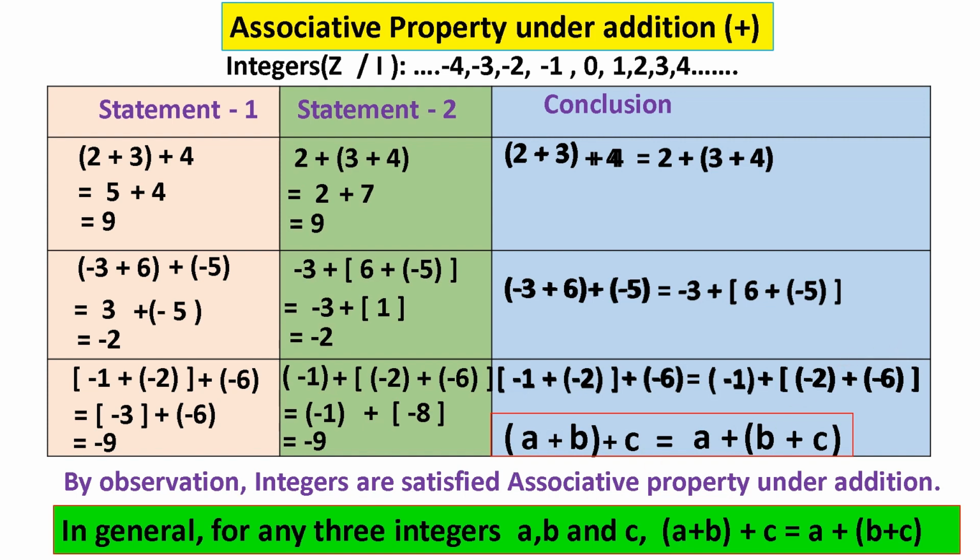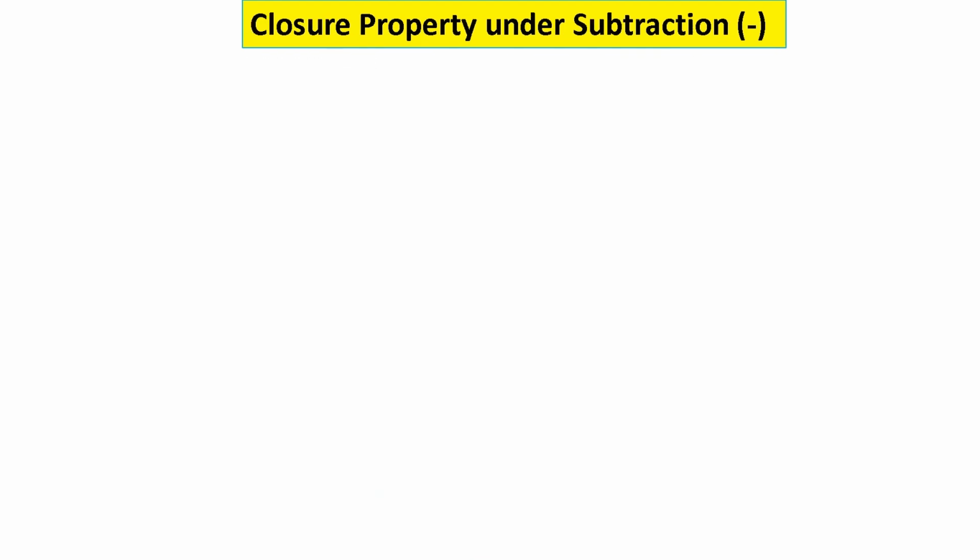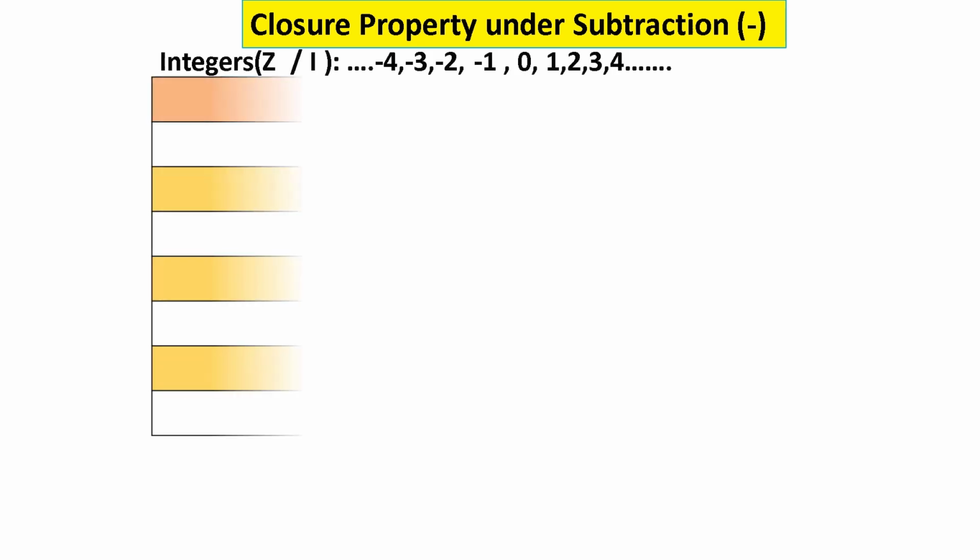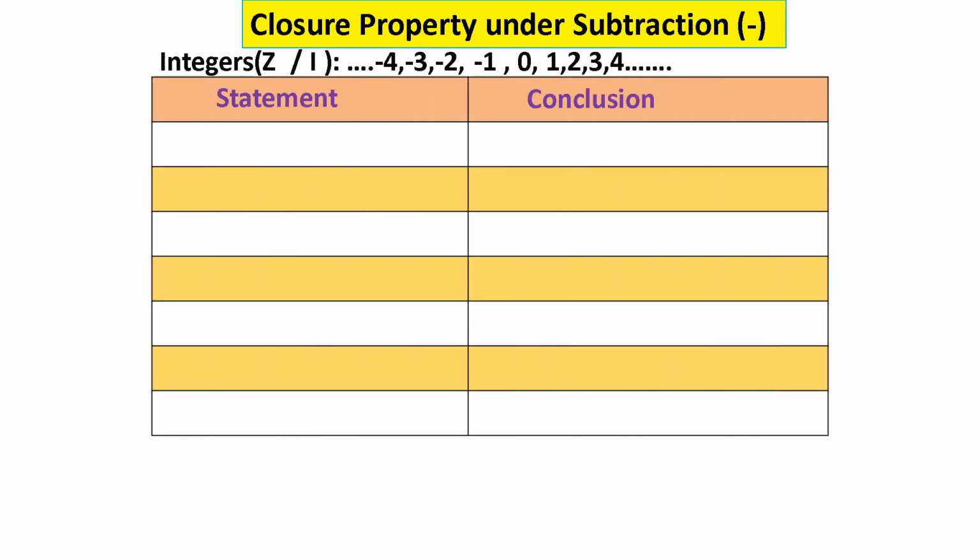Next one, closure property under subtraction. Now here, statement and conclusion. 6 minus 3: 6 is one integer, 3 is one integer. So the operation between them is a minus, it means subtraction. So what do we get here? 3 is also an integer. Now the difference is an integer.